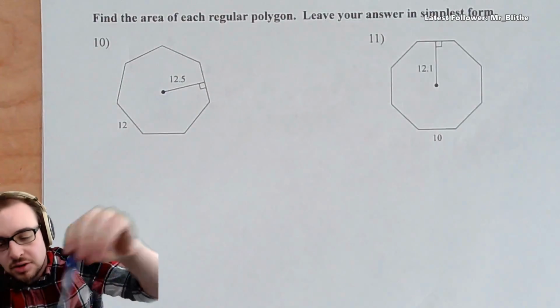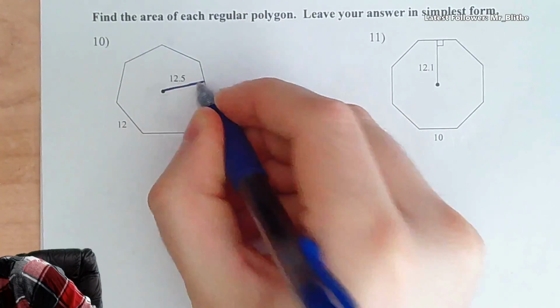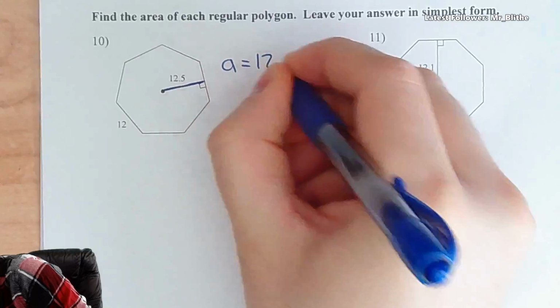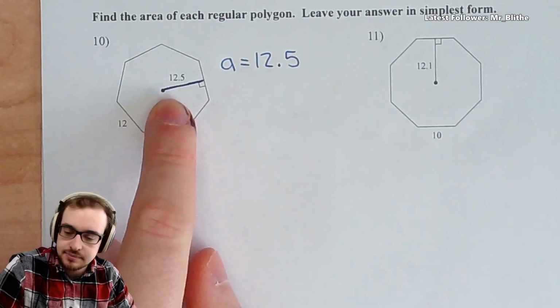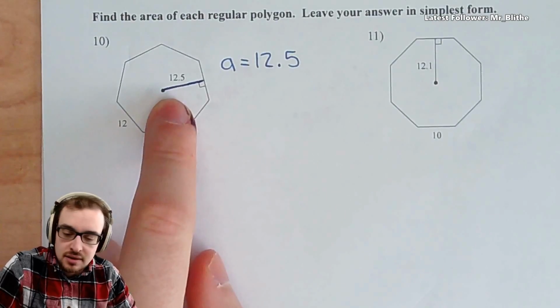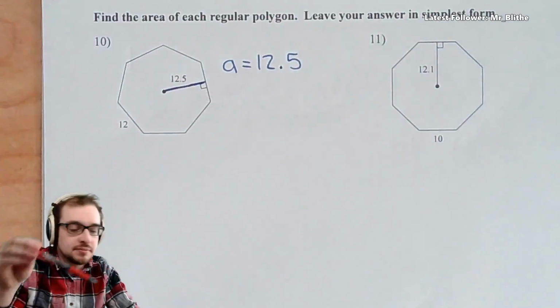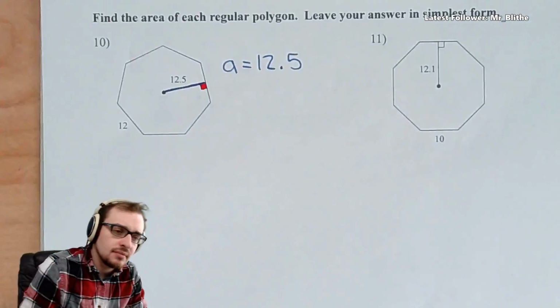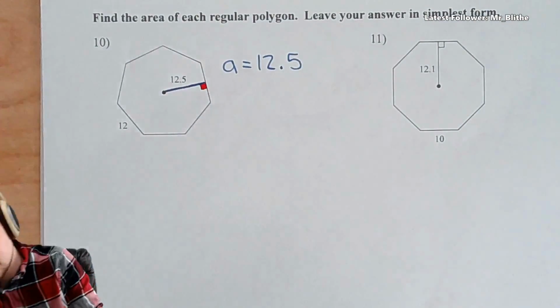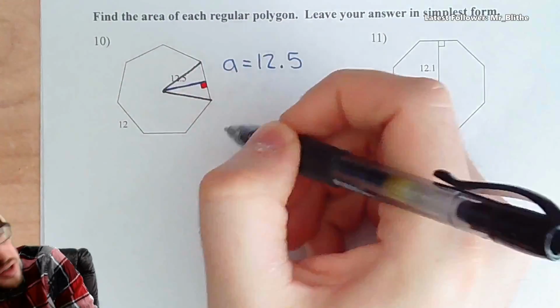So remember, we have this thing called an apothem. And an apothem is from the center of our object, of our regular polygon, to the edge of that polygon. Okay, at 90 degrees. And what this does is it creates some right triangles.